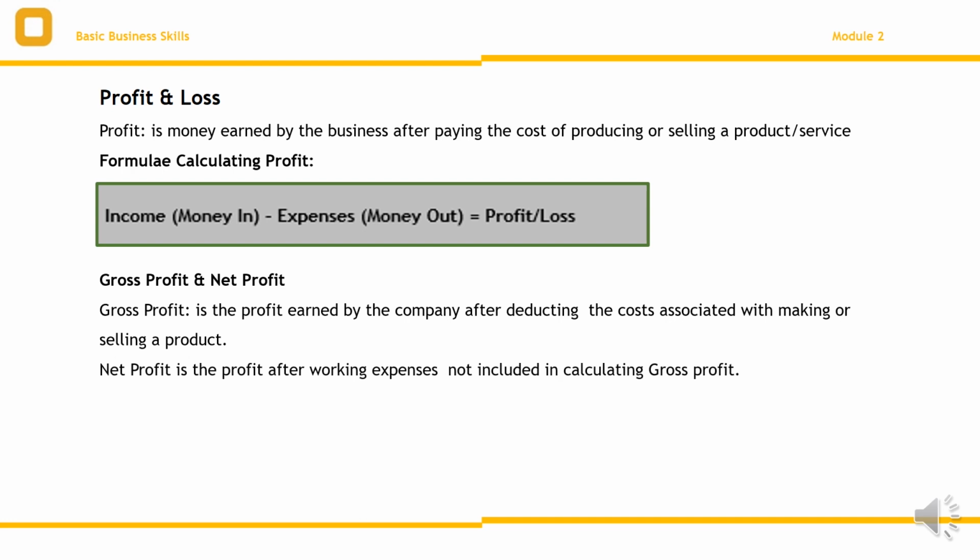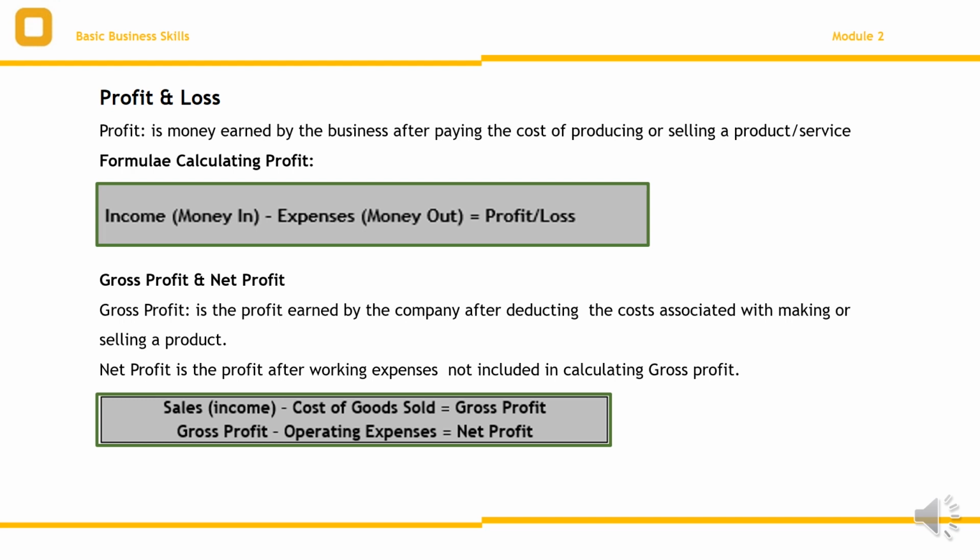Net profit is the profit after working out all of your expenses that were not calculated in the gross profit. So net profit is your gross profit minus your expenses. Remember, when we're calculating gross profit, we just looked at sales less cost of sales. We looked at all expenditure that related to the production of the product or the service, and we didn't look at other expenses that you incurred as a business.